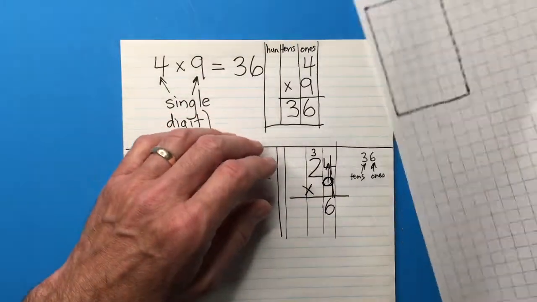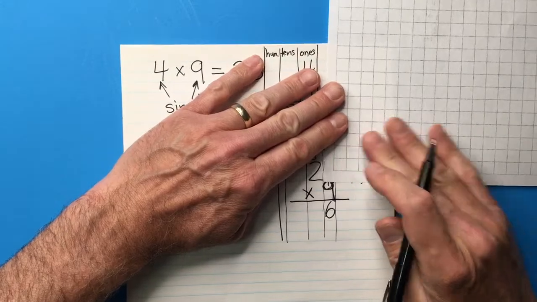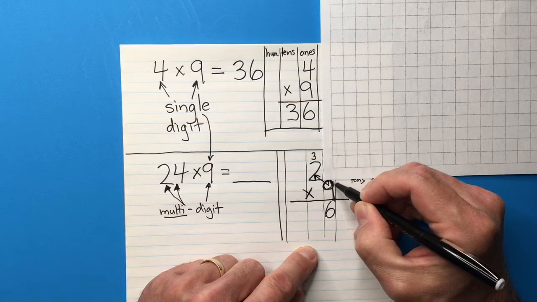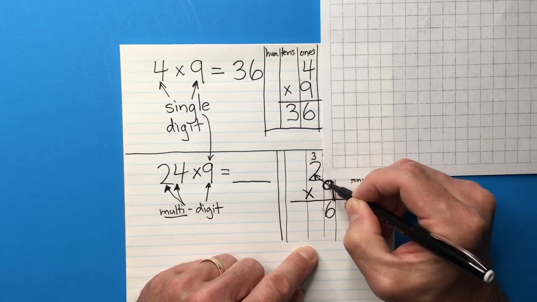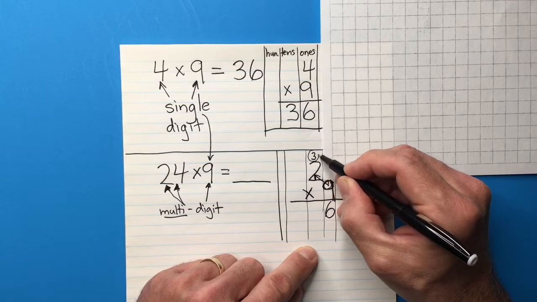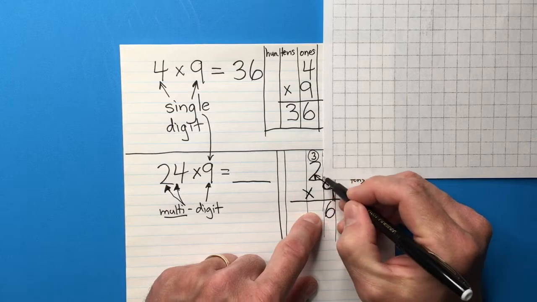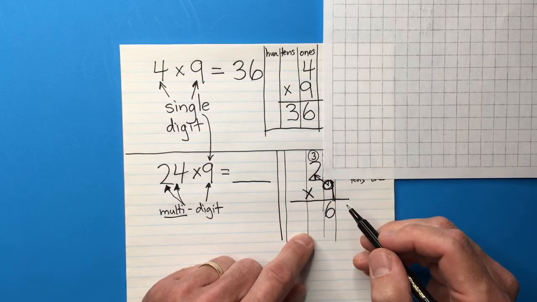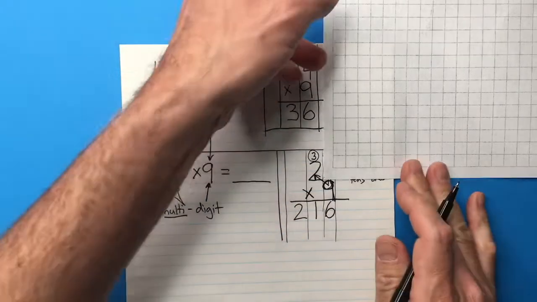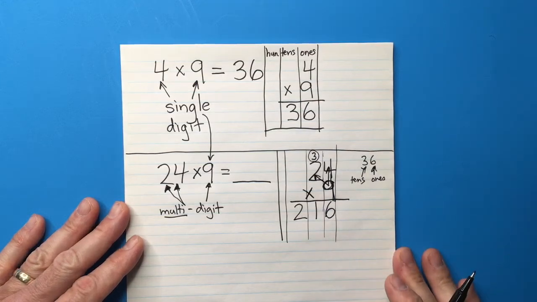Now, I'm going to ignore the 4, and I'm going to say 9 times 2. So I'm going to multiply the 9 by this 2 here. 9 times 2 is 18. And then you add the 3 from before, from the 36. So 9 times 2 is 18, and then 3 more makes 21. So then I put a 2 here and a 1 here. So 24 times 9 is 216.